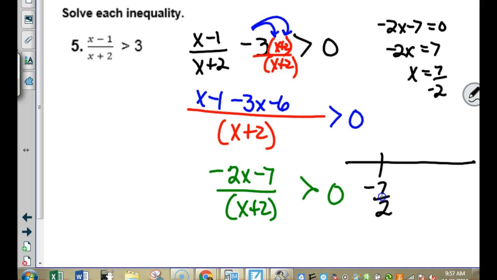And the other one? Negative 2, if we set the denominator 0. Which side is negative 2 on of negative 7/2? Did I do this wrong? Okay, this is like negative 3.5. So negative 2 would be up here. 0 would be up here somewhere, right? Okay. So we're going to graph this.